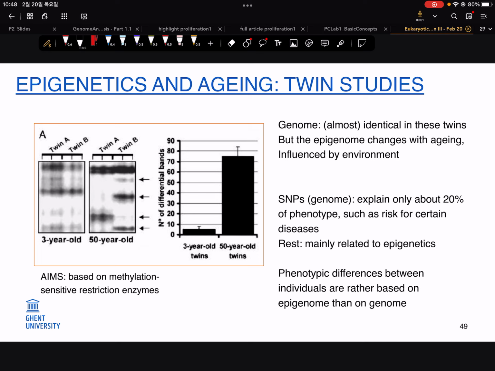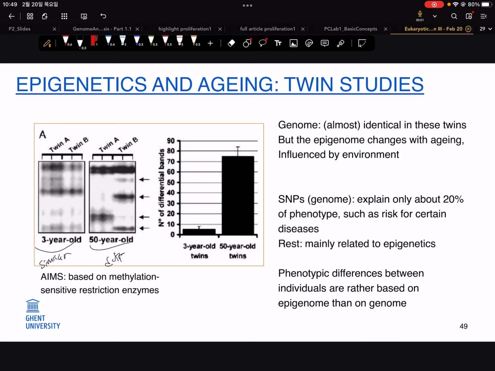And here, this is a technique with which you study methylation using methylation-sensitive restriction enzymes. It's called AIMS. It's a quite old technique, so that is why I didn't have to explain it. But I quite like the fact that you see here very clearly the difference between the banding patterns, so the kind of epigenetic fingerprint of these 3-year-olds is very similar, while for these 15-year-old twins it's completely different.